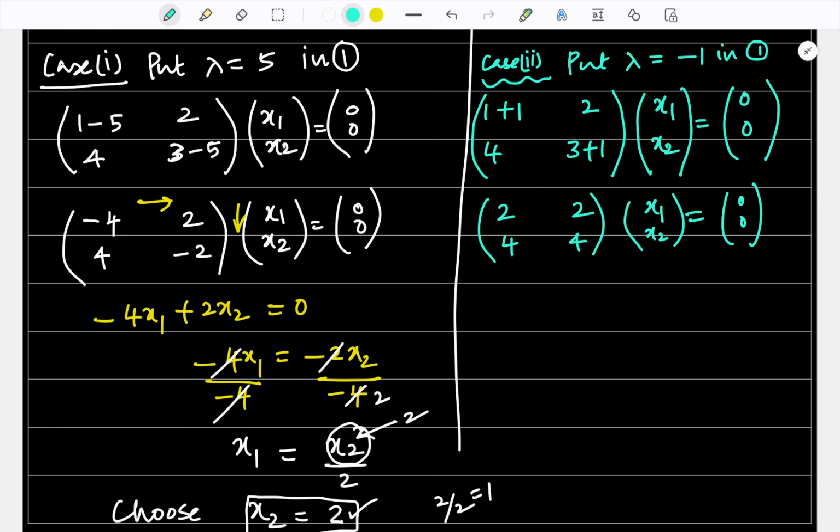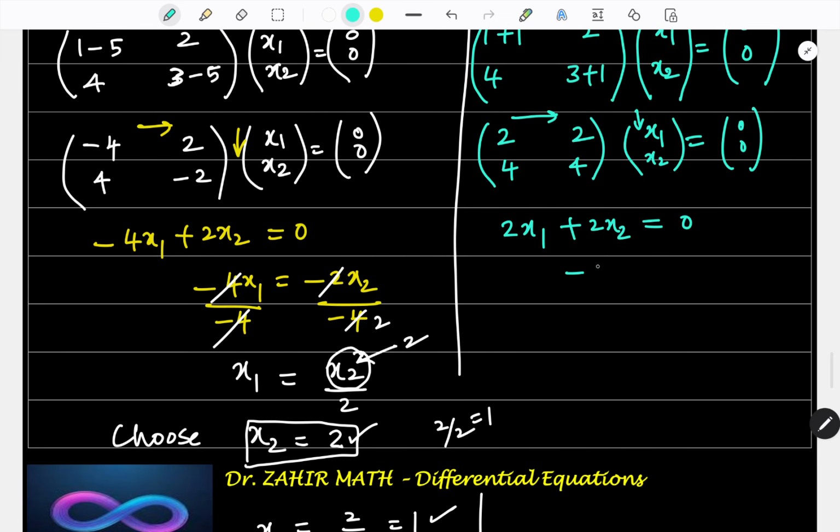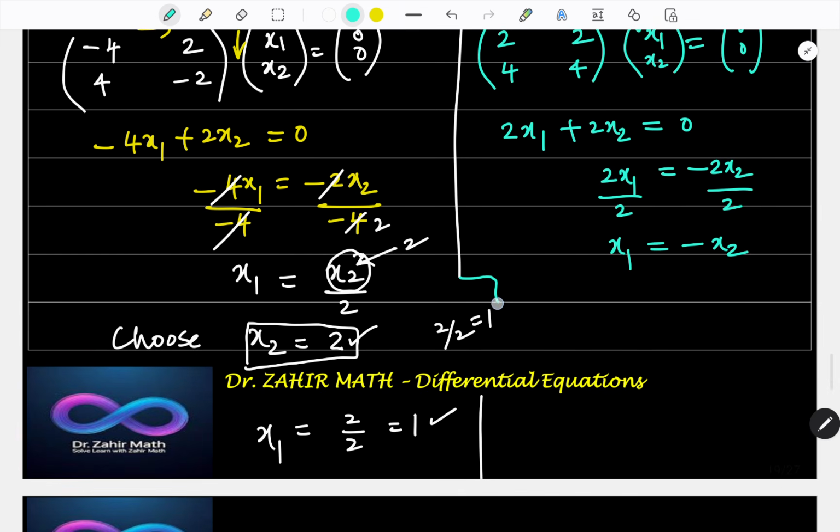So we are going to get what? First row, first column. So it will be 2x1 plus 2x2 is equal to 0. So I'm going to write 2x1 is equal to negative 2x2, right? So I divide by 2, I divide by 2. So x1 is equal to negative x2, right? x1 is equal to what? Negative x2. So what values you're going to choose?